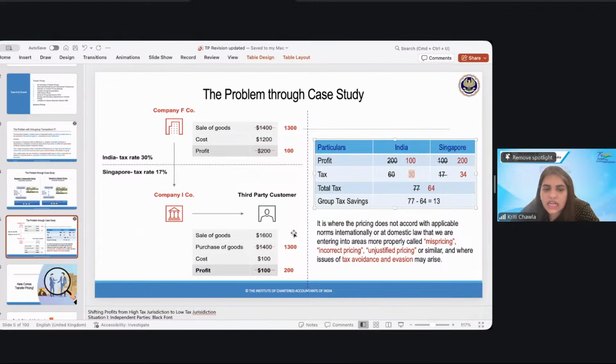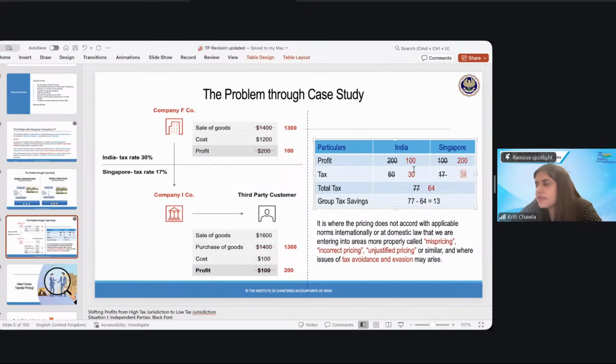So 1,600 less 1,300 less 100, the profit in Singapore is $200. So $200 of profit in Singapore. The tax rate in Singapore being 17%, so it's going to be $34 of tax in Singapore.